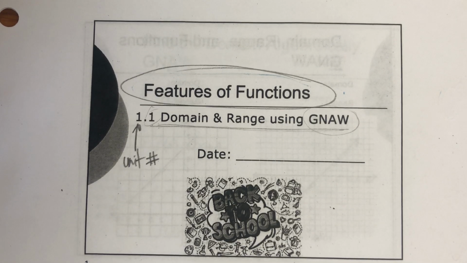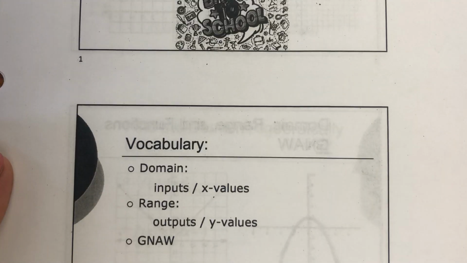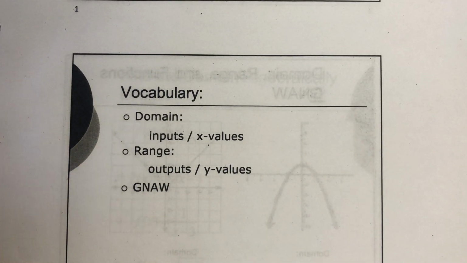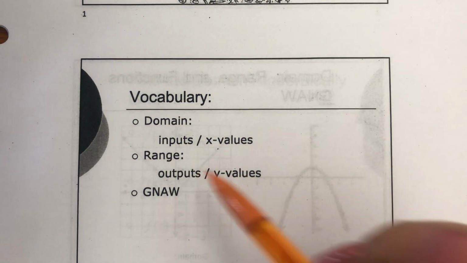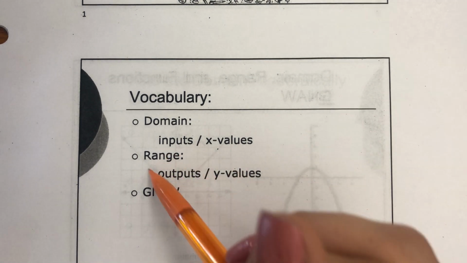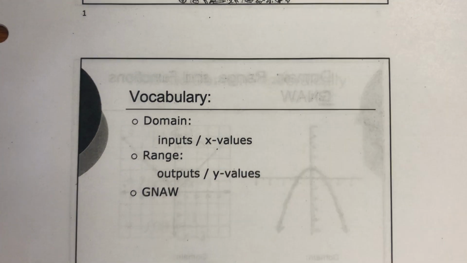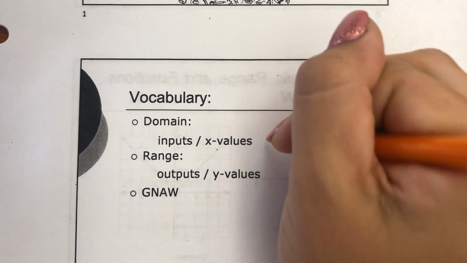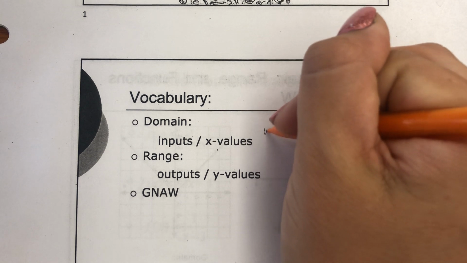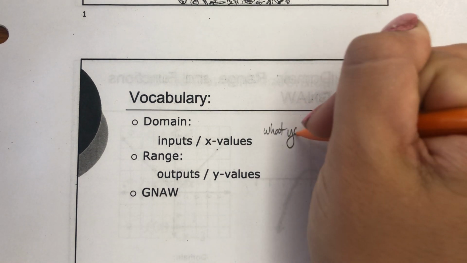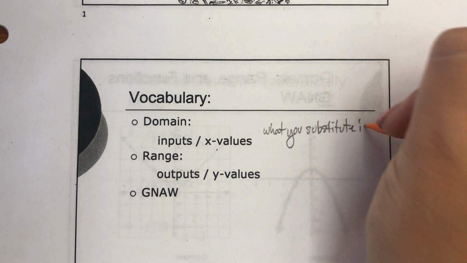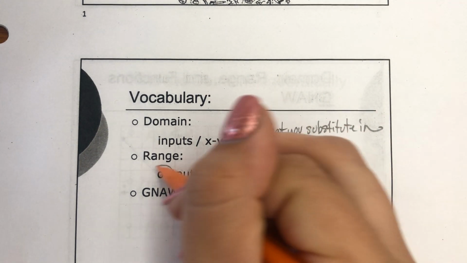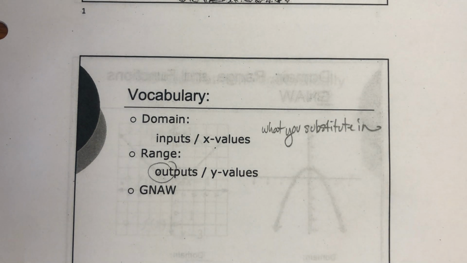Since the lesson is on domain and range, let's go ahead and define domain and range. Domain is all of the inputs of a function or relation, aka the x values, and the range is all the outputs, aka the y values. So domain, you could also say what you substitute in, and then what you get out would be the range, okay?